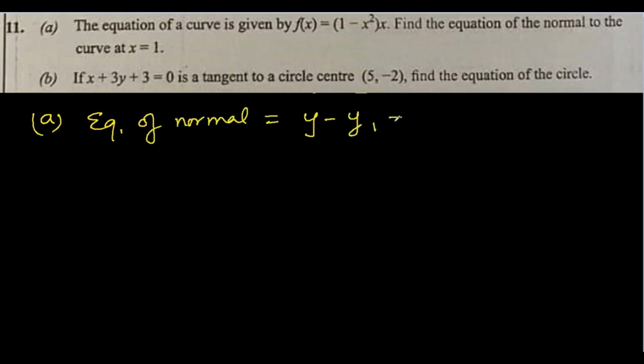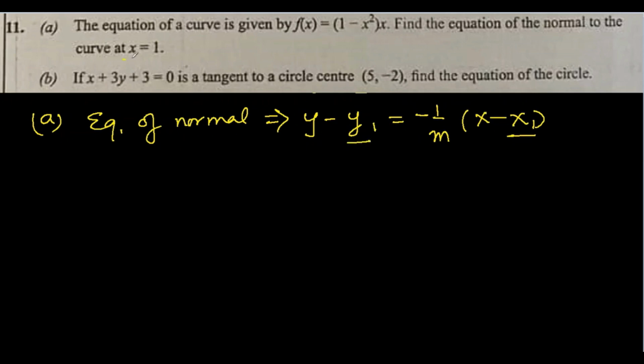Number 11, A part. The equation of the curve is this. Find the equation of the normal to the curve at x equal to 1. So the equation of the normal is y minus y1 equal to minus 1 over m times x minus x1, where x1 and y1 are the coordinates of the point.